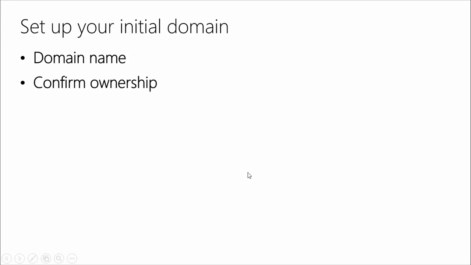Next, we need to set up an initial domain. The domain that you get when you sign up for Office 365 is an onmicrosoft.com domain, so it's company name.onmicrosoft.com. Now you can use that, but it's not really unique. It doesn't say much about your company. The name is in there, but you still have the onmicrosoft part as well.